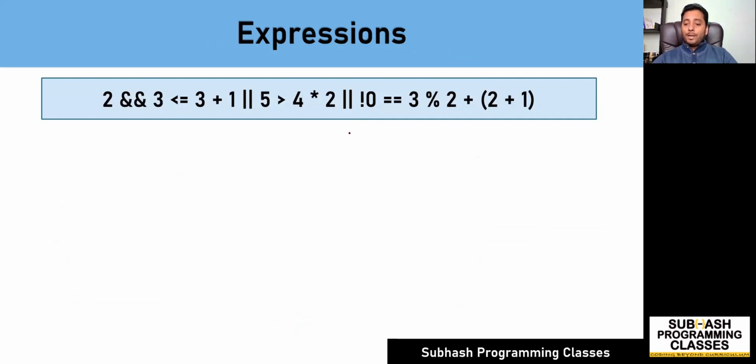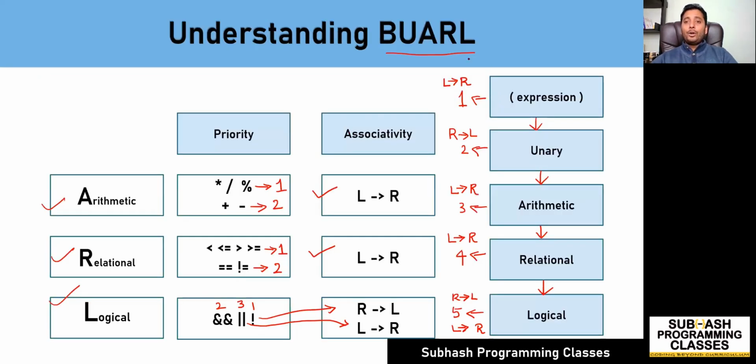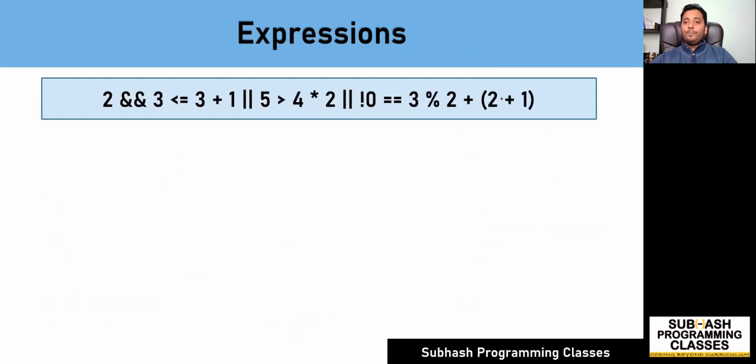Okay, so as per our BUARL rule, first we will have to evaluate expressions that are part of your brackets, and then evaluate your unary operators, then arithmetic, followed by relational and logical. So let's follow that rule. So first let me evaluate the expression that is part of these brackets. So 2 plus 1 becomes 3. So I will keep the 3 here, and the rest I will keep as it is.